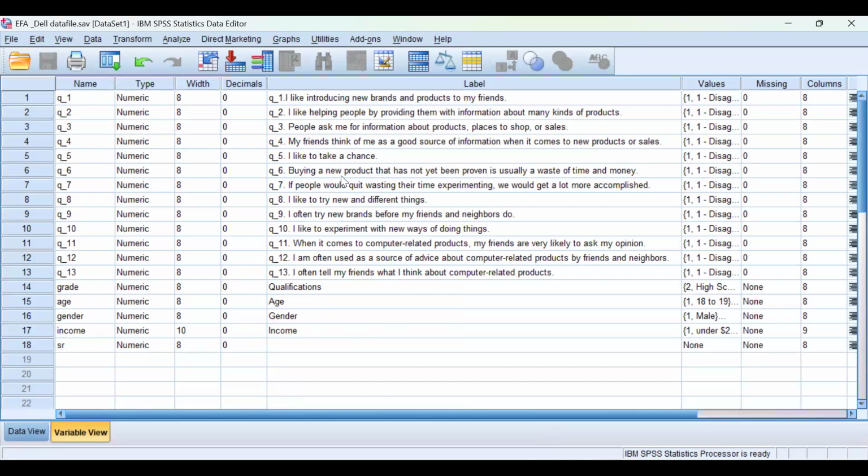I like to take a chance. Buying a new product that has not yet been proven is usually a waste of time. Isn't it a negative statement? Don't you think it is a negative statement? All are saying, I like introducing new brands, I like helping people, people ask me for information, but it is saying buying a new product is a waste of time and money. So all are positive statements, but one statement is negative.